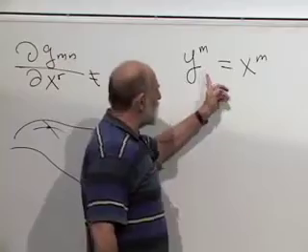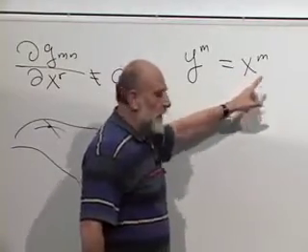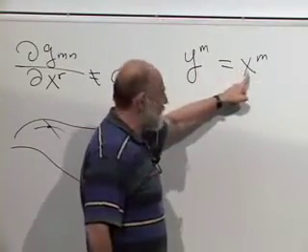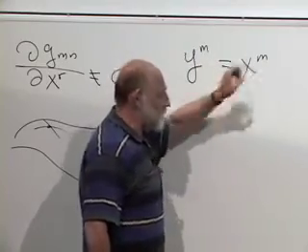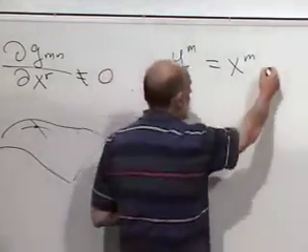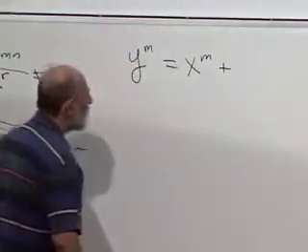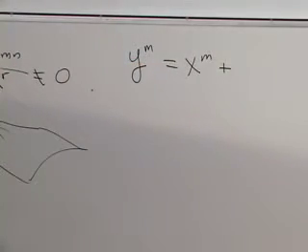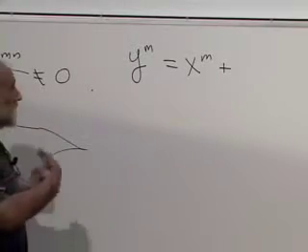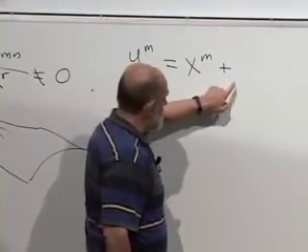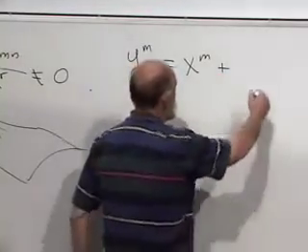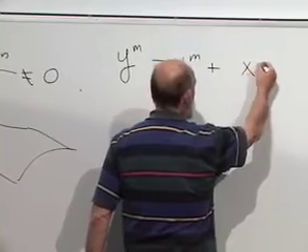And I'm going to assume that we can Taylor series expand y's and x's. We can start with y^m equals x^m plus a deviation which is going to be quadratic. And then, of course, there can be cubic terms, higher terms than that. But let's add in some quadratic terms. And the quadratic terms will be quadratic in x.